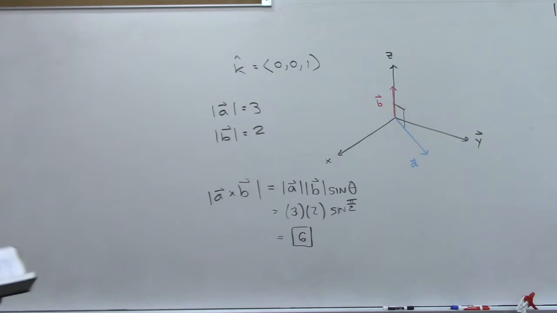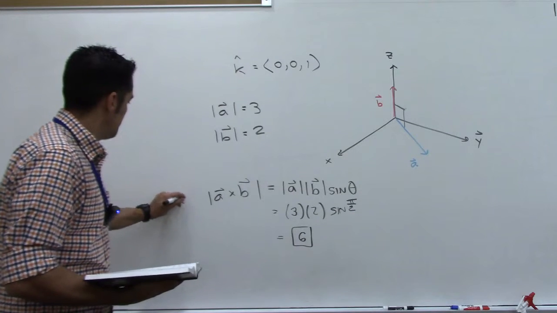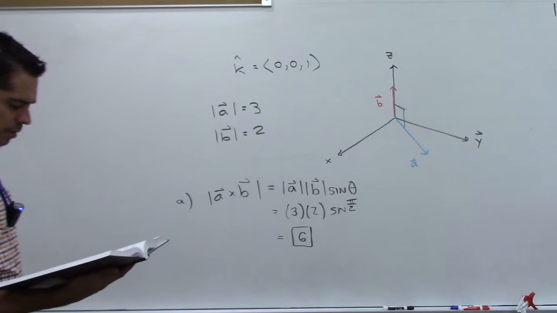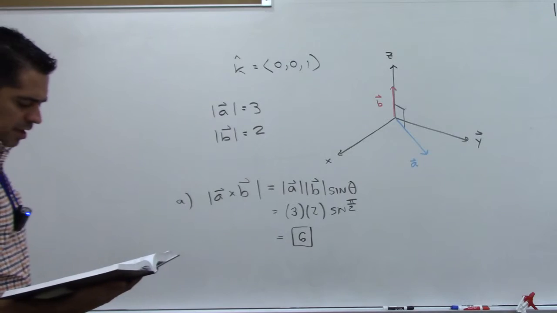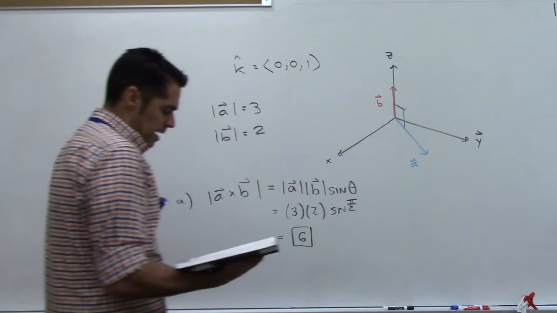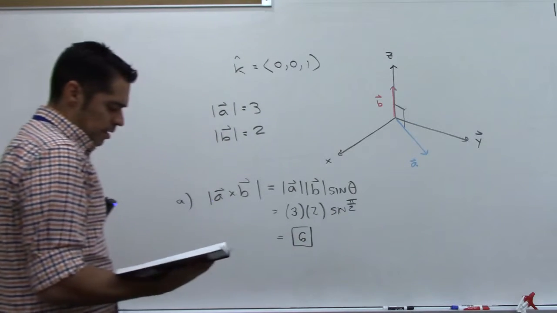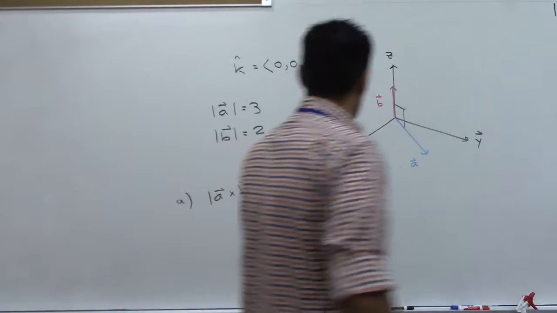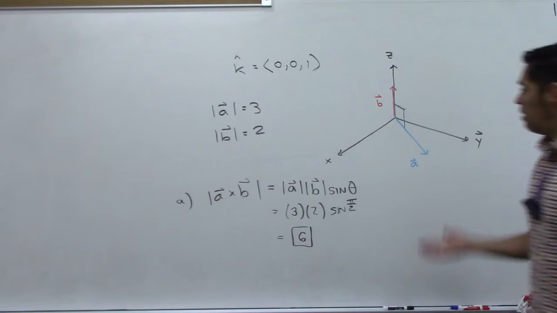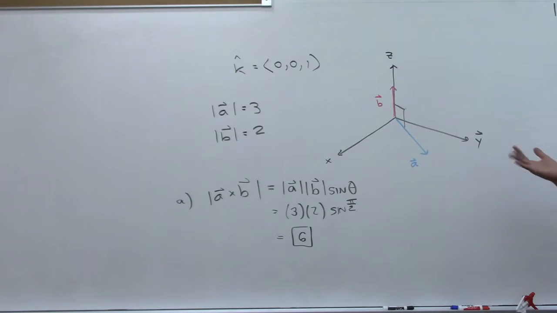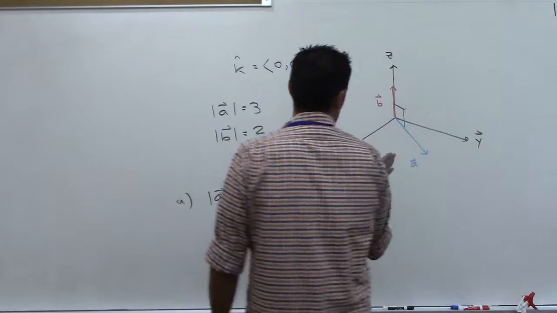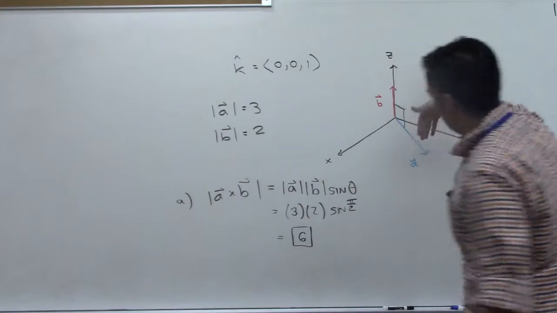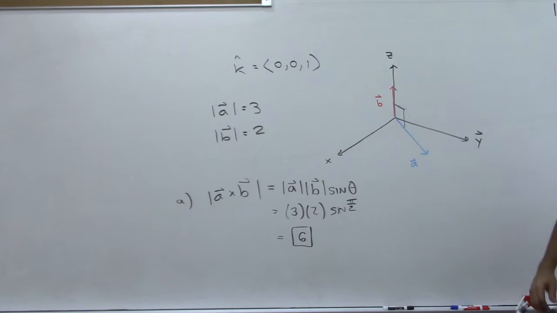That's part A. Sorry, this was part A. The next thing, part B, use the right-hand rule to decide whether the components of A cross B are positive, negative, or 0. So what are the components of A cross B? I'm going to try and get my fingers and point them out in the direction of A, and curl my fingers towards B.